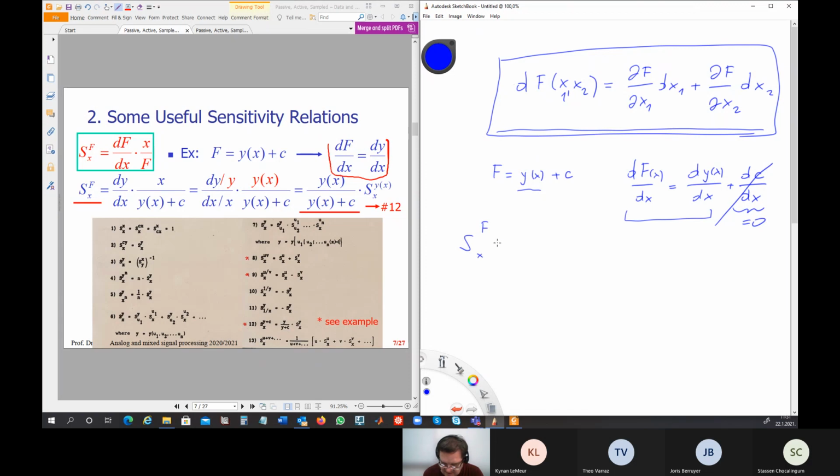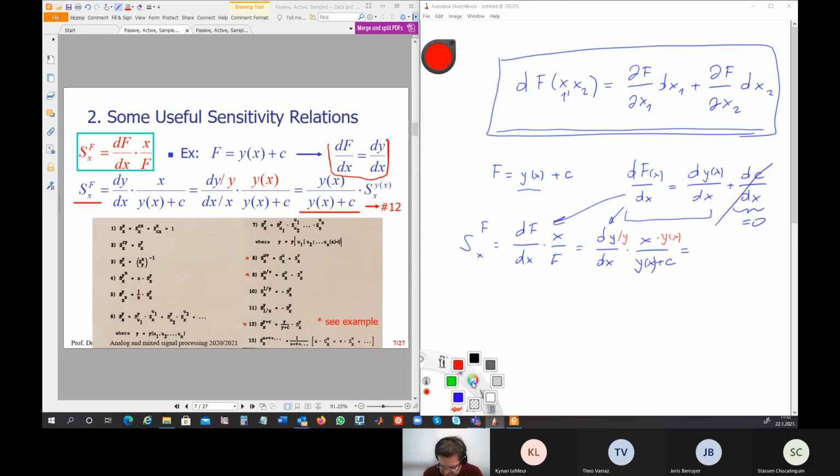S f over x is df over dx times x over f, and f has this kind of representation. Then you have dy over dx here, multiplied by x over epsilon of x plus c, and then we can also divide by y and multiply by y, because y is a function of x.